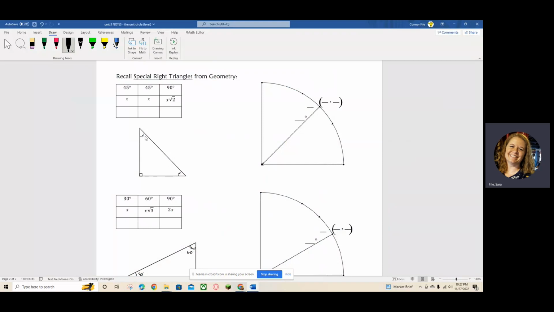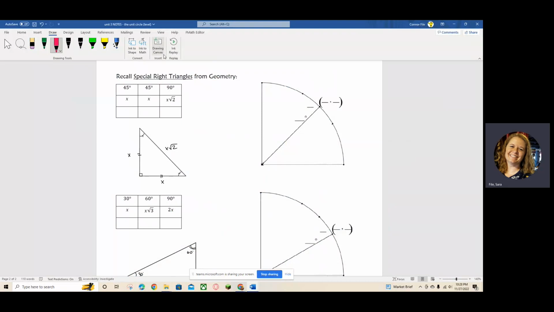Okay, so if these two angles are both 45, that means these legs are congruent to each other as well. The ratios for an isosceles right triangle are that the legs are x and the hypotenuse, across from the 45s are x, and across from the 90 is x root 2. So whatever these legs are, they're the same, and that length times the square root of 2 is the length of the hypotenuse.